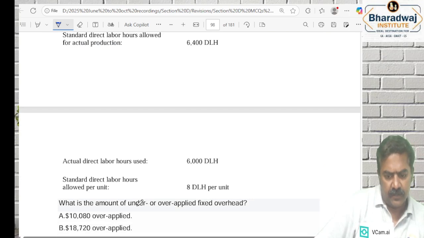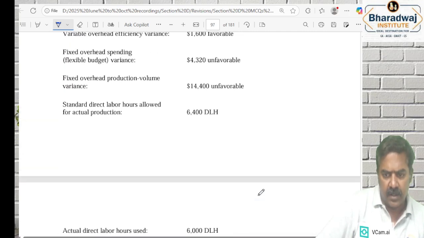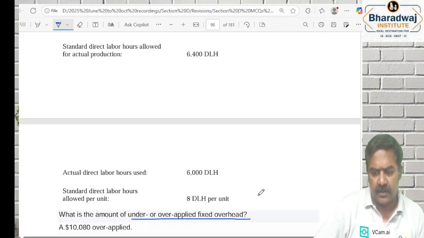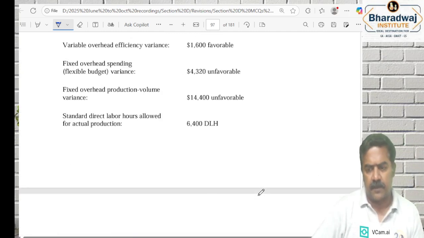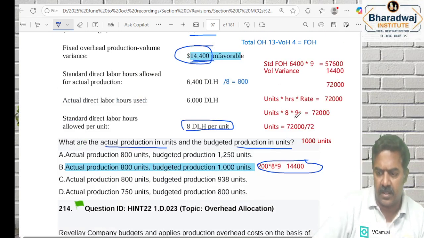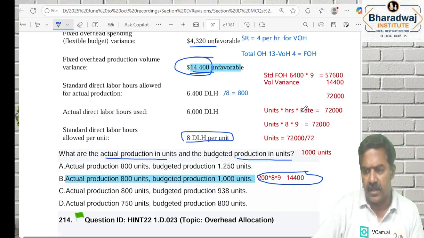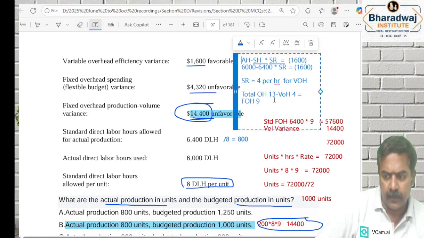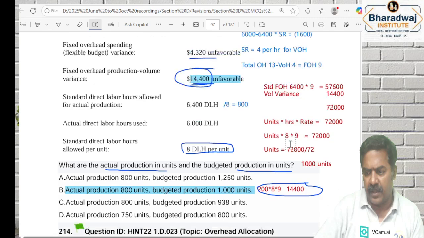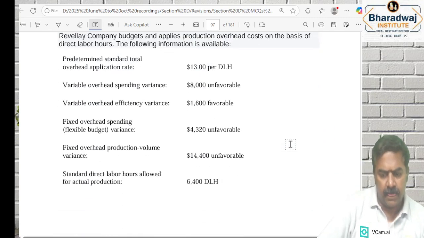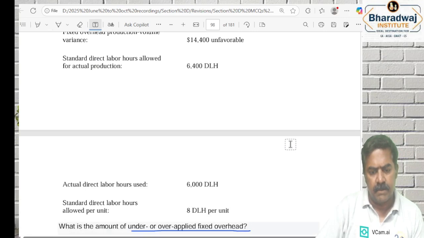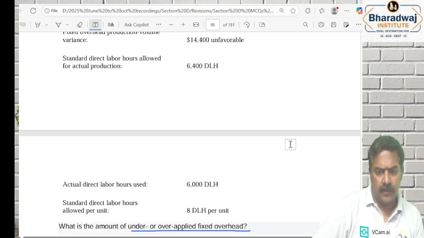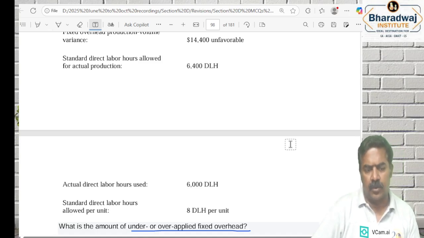They ask you to find out under or over applied fixed overheads. Already we worked out number of hours. Already we worked out fixed overheads rate. What is fixed overheads rate? 9. Fixed overheads rate is 9. Think and work out and tell me.